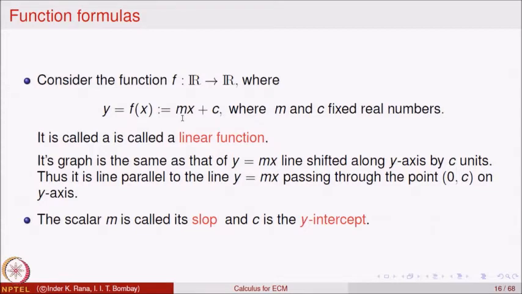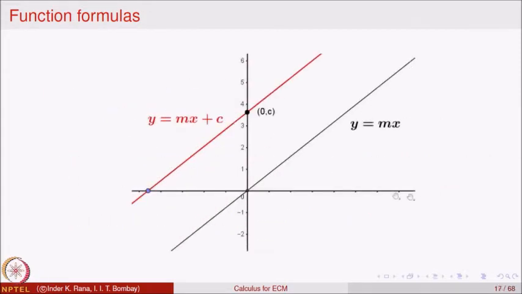This number m is called the slope of the linear equation, or geometrically the slope of the line y equal to mx plus c, and c is the y intercept. That means the graph passes through the point (0, c). So, this is the graph of that function y equal to mx plus c.